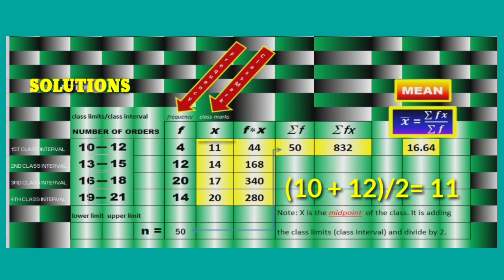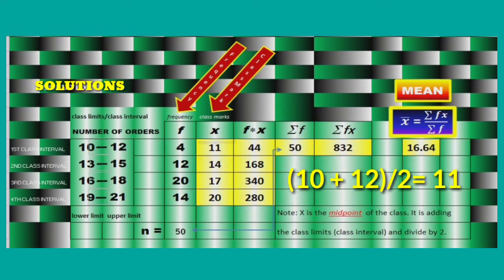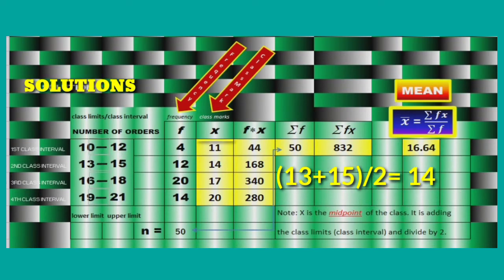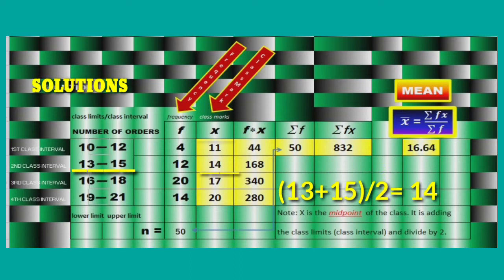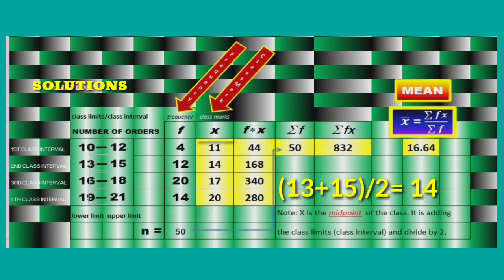Right, how did we get 11? Add the first class interval, that is 10 plus 12 equals 22. Then 22 divided by 2 is 11. Next, to get 14, you add the second class interval, that is 13 plus 15. 13 plus 15 is 28. 28 divided by 2 equals 14.